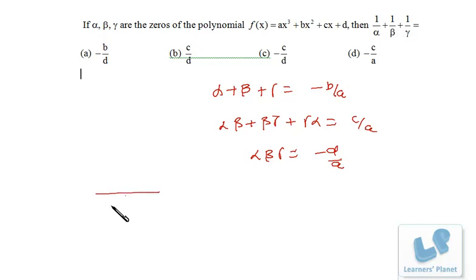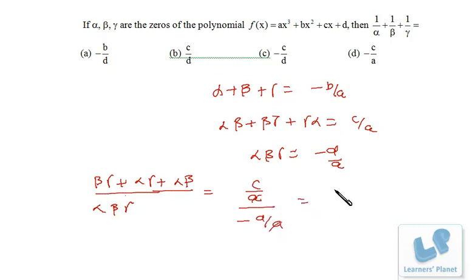So let's take the LCM. It's alpha beta gamma in the denominator, then beta gamma plus alpha gamma plus alpha beta, right? So this is alpha beta plus beta gamma plus alpha gamma, and the value of this is what? c by a. Divided by alpha beta gamma, which is minus d by a, so it's minus c by d, right?